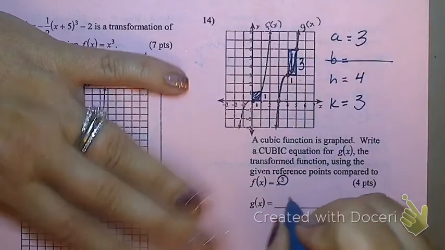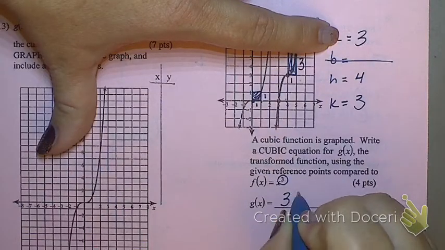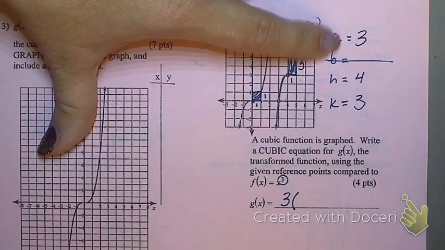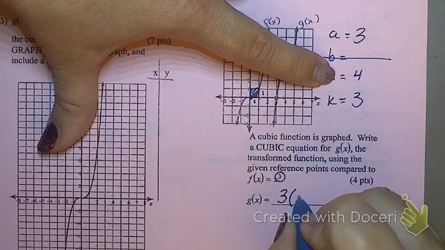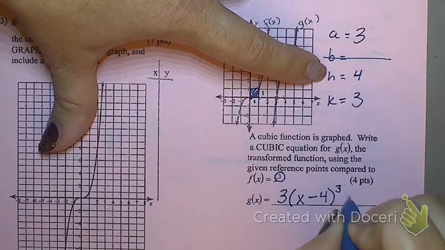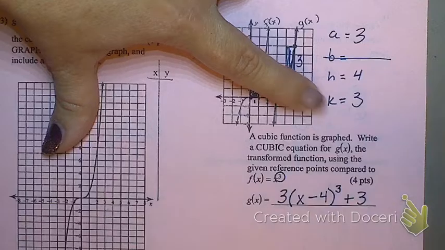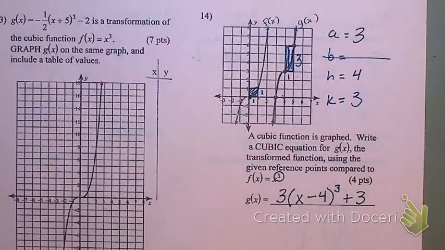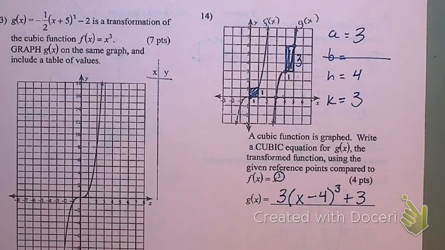So now I just got to plug it in. 3, parentheses, remember, no f because we know it's a cubic. x minus 4, cubed, plus 3. So? We doing okay there? All right.